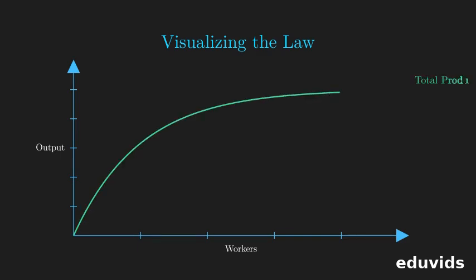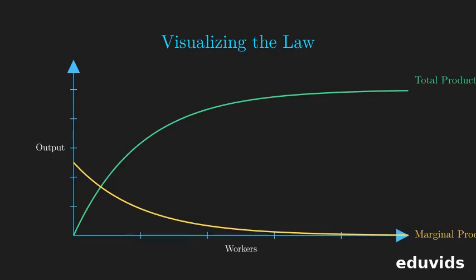Think of it on a graph. The total product curve would get flatter and flatter after a certain point. The marginal product curve would first rise, then fall, eventually even going below zero if too many workers are added. The average product curve typically follows a similar path, rising and then falling, but more smoothly.